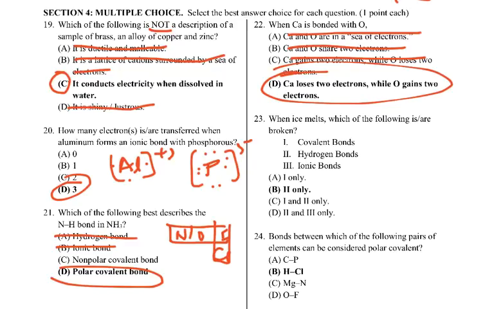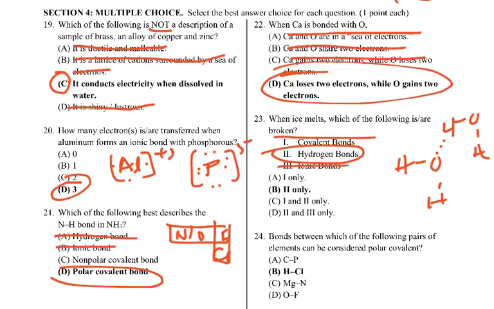23. When ice melts, which of the following are broken? Okay, so when ice melts, we're talking about H2O. And these H2Os are held together with covalent bonds. But when it melts, those covalent bonds are not broken. The little hydrogen bonds are broken. So we're looking for what is broken. Hydrogen bonds are broken, not covalent bonds, and there aren't even any ionic bonds. So the answer is 2, only hydrogen bonds.